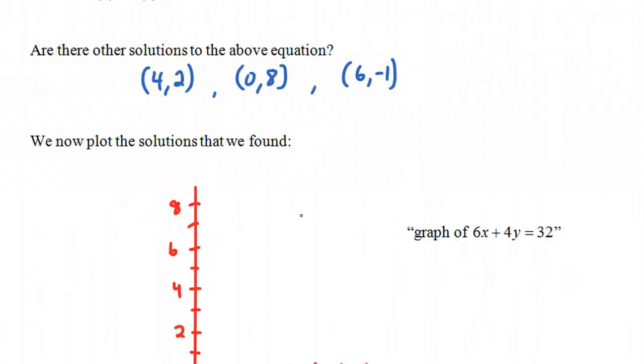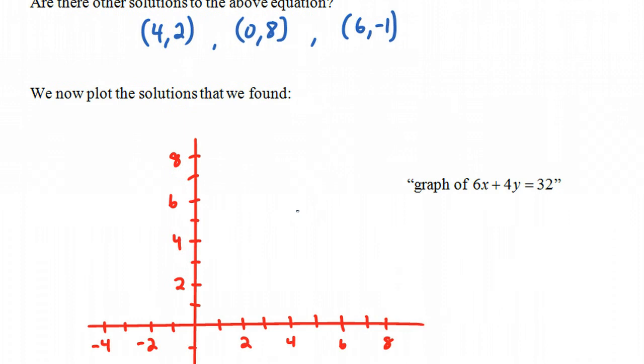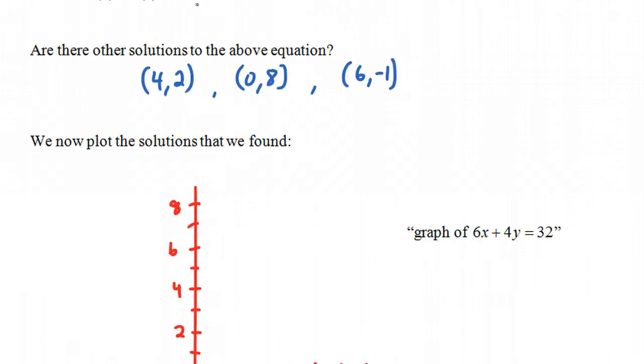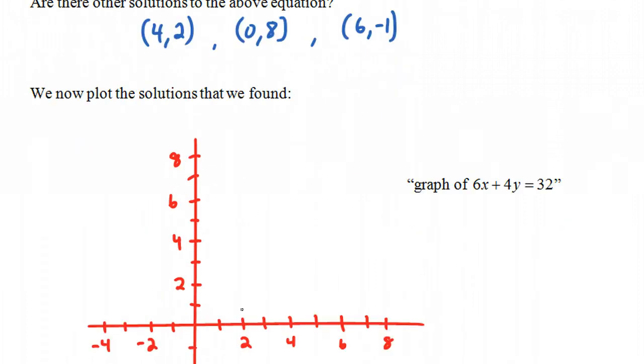Now, let's plot these ordered pairs that we found in a Cartesian coordinate system. Let's plot the solutions that we found. The first one that we found, remember, was 2 comma 5. So let's plot the ordered pair 2 comma 5. It's right here. The ordered pair 4 comma 2 is right here. 0 comma 8 is up here, along the y-axis. And 6 comma minus 1 is down here.